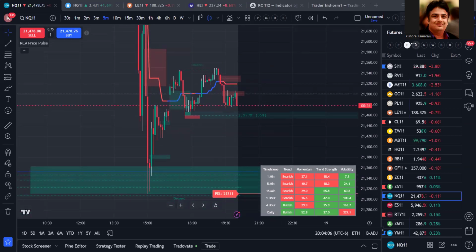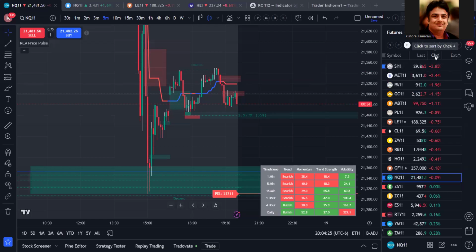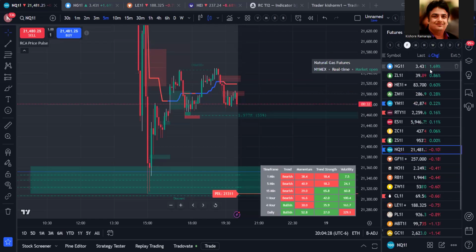So whenever you start trading, there are different instruments we can trade, but you can always sort by change percentage and see which is the most bullish or bearish. For example, silver is very bearish, gold is very bearish, Ethereum, Palladium, Bitcoin, these are very bearish. In the same way, natural gas is very bullish. So you have to select something where there is a lot of momentum, either bullish momentum or bearish momentum.